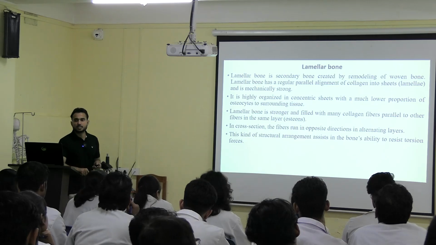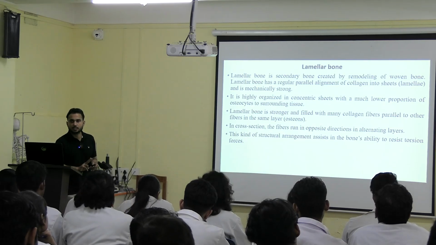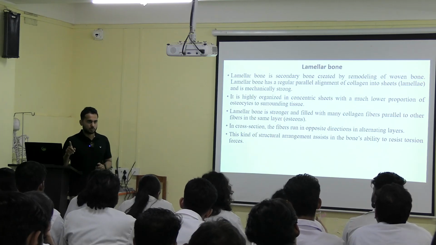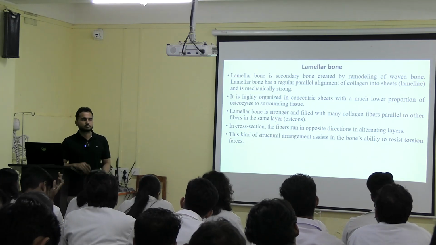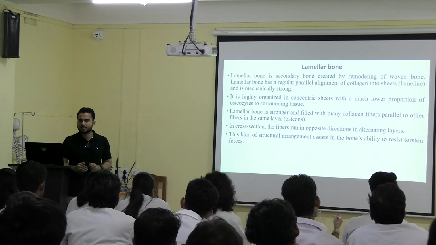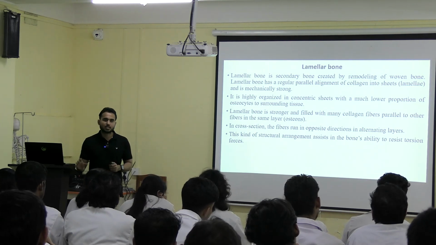Now in microscopic structure, I have told you two types are there. What are they? Lamellar bone and woven bone. Lamellar bone and woven bone. Okay, so this is the way, if you study, then it will become very easy to understand the microscopic structure.